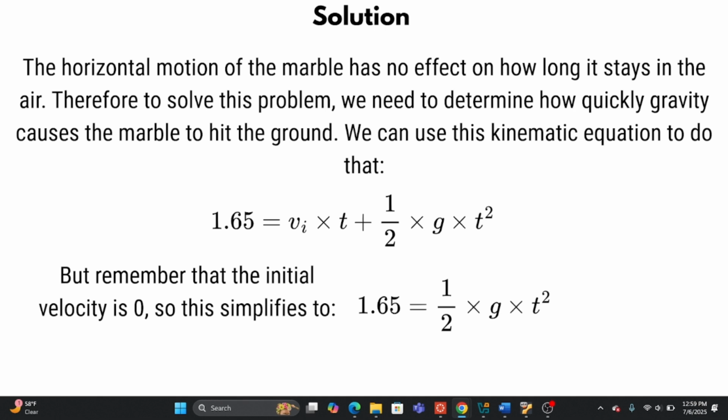We know that the horizontal motion of the marble has no effect on how long it stays in the air, and therefore to solve this problem, we need to determine how quickly gravity causes the marble to hit the ground. We can use this kinematic equation to do that. So 1.65 is equal to the initial velocity times the time plus 1/2 times g times t squared. But remember that the initial vertical velocity is 0, so this simplifies to 1.65 is equal to 1/2 times g times t squared, because anything times 0 is 0, so we can just get rid of that component.